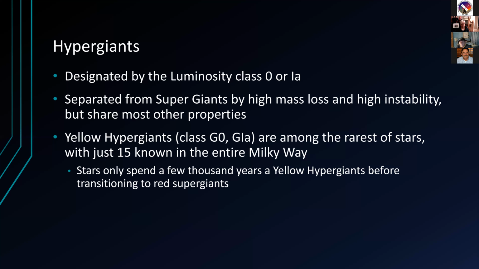We think that stars only spend about a few thousand years as a yellow hypergiant before they transition into a red supergiant, which is the main contributor to their rarity. A few thousand years is a metaphorical blink to most of us. So, of the yellow hypergiants we know of, most of them are only about as old as human civilization, since the Egyptians. They do not spend a lot of time in this period at all before they go into red supergiants.